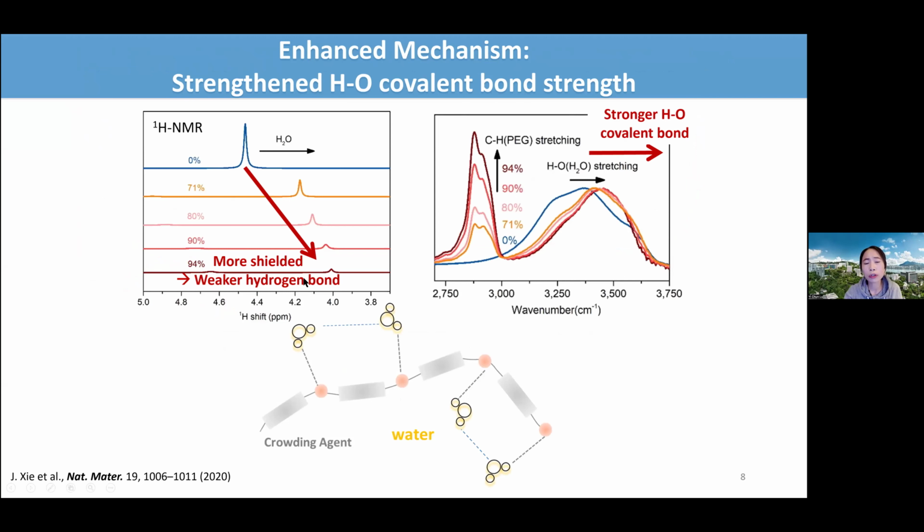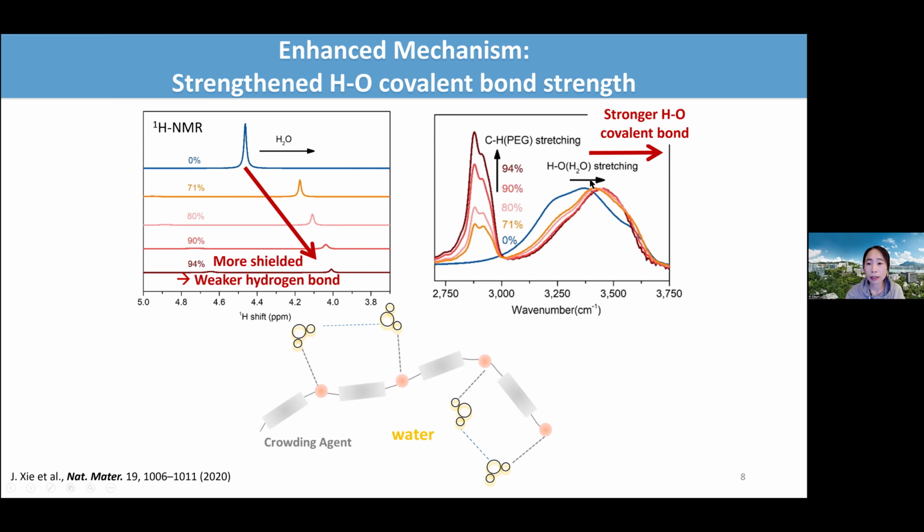And so we further look into some of the reasons why this happens. As we increase the PEG content, from proton NMR we see that the nucleus is more shielded, indicating a weaker hydrogen bond network, which is, as we mentioned earlier, because as we replace water molecules with crowding agent, the strong hydrogen bond network between water has been broken.